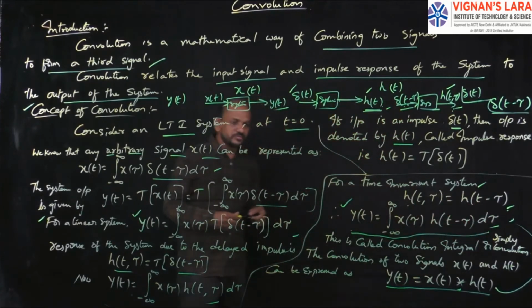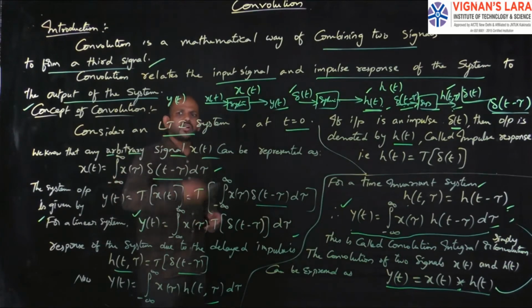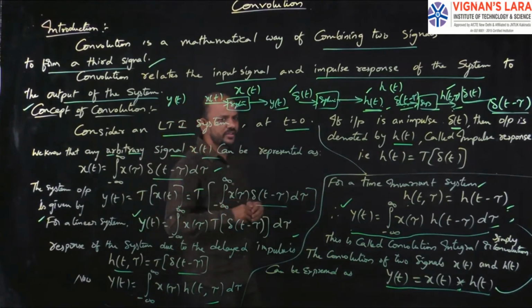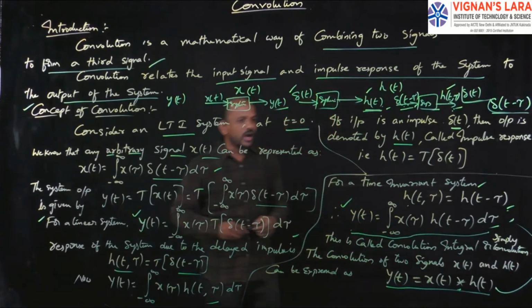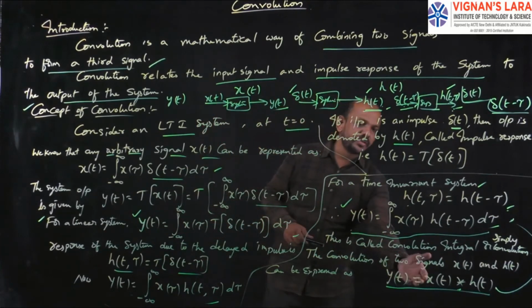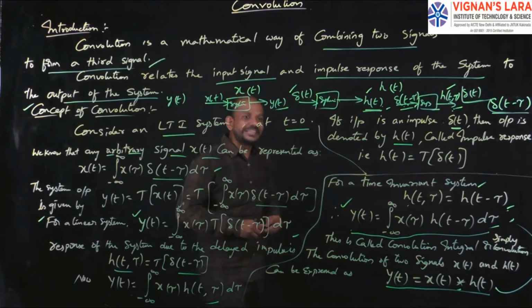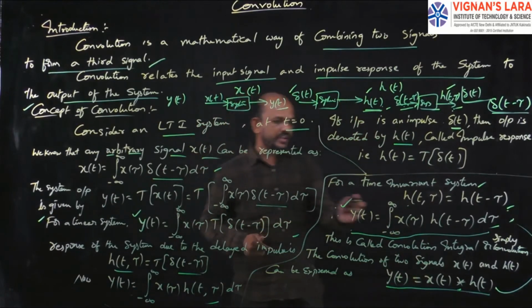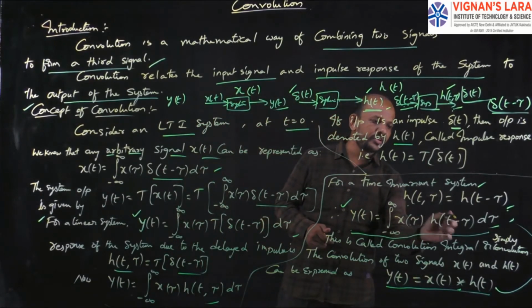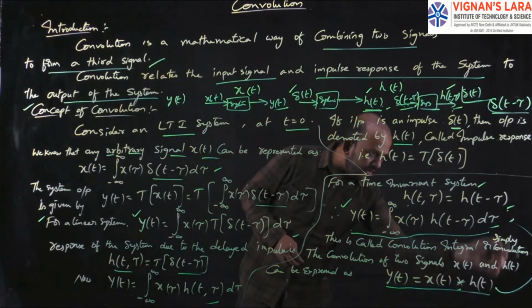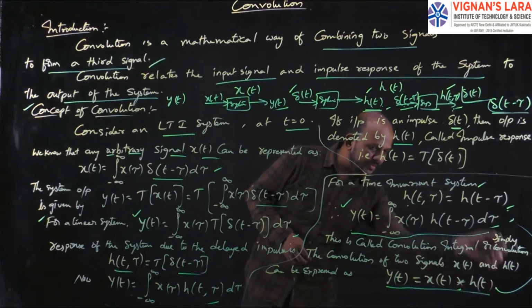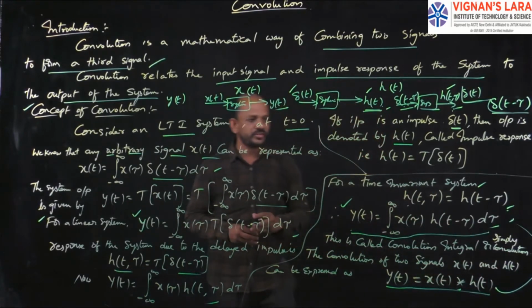Okay, so this is the concept of convolution. Simply, the convolution of two signals x of t and h of t can be expressed as y of t equal to x of t convolution h of t, or the formula y of t will be equal to integral minus infinity to infinity x of tau h of t minus tau d tau. Okay, so this is the formula: x of t convolution h of t will be equal to this one.